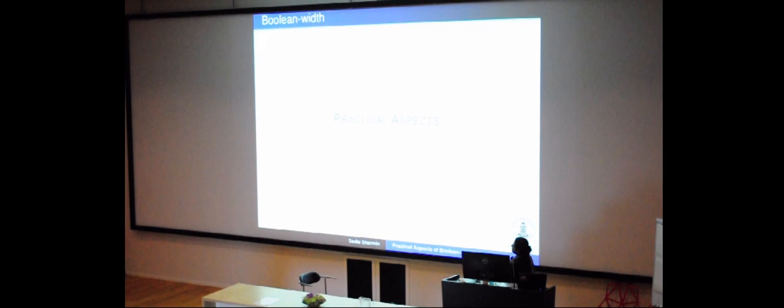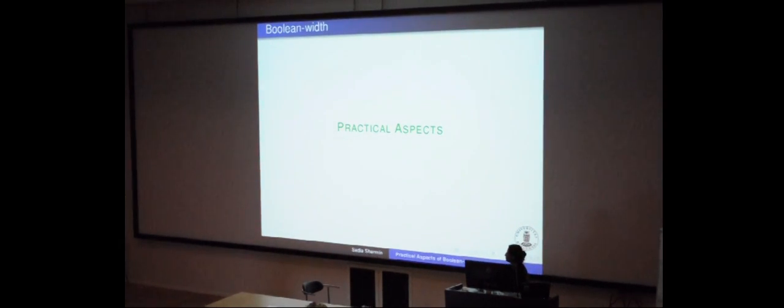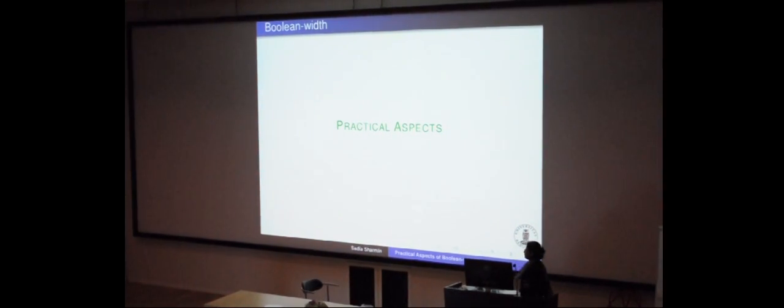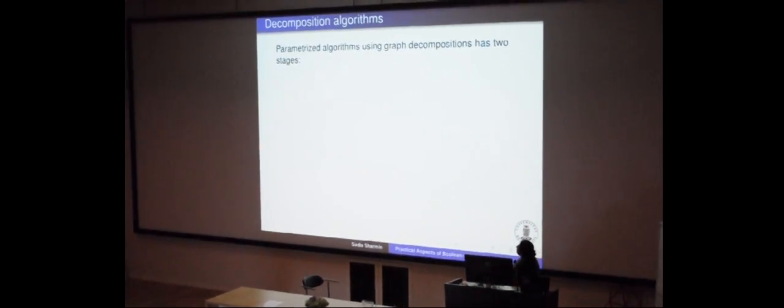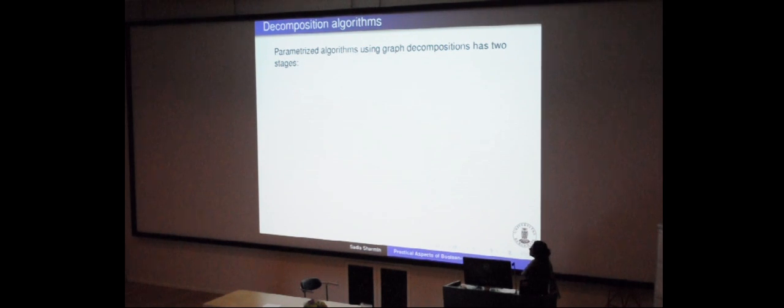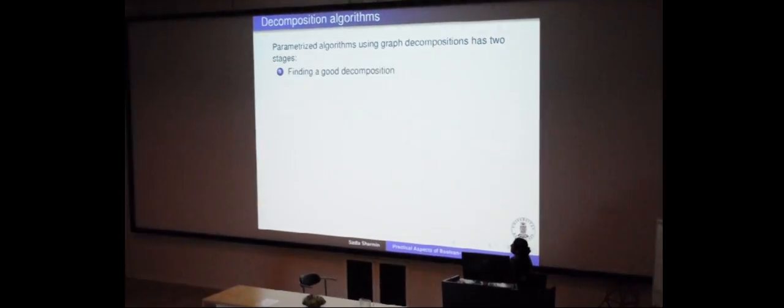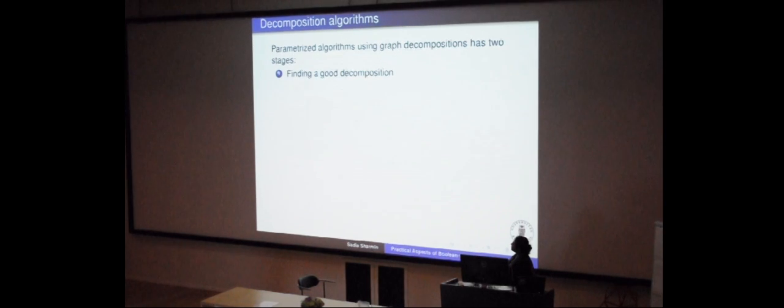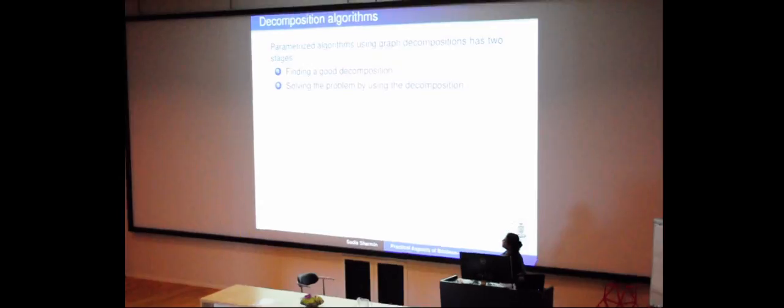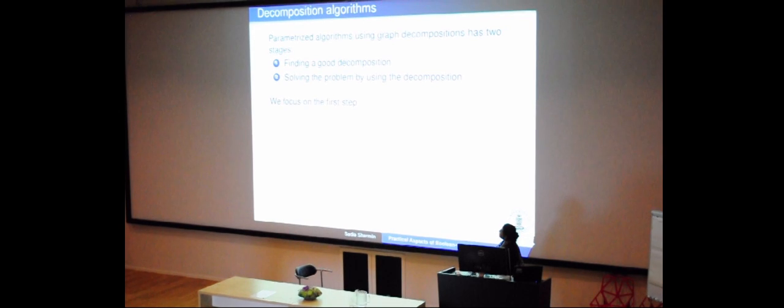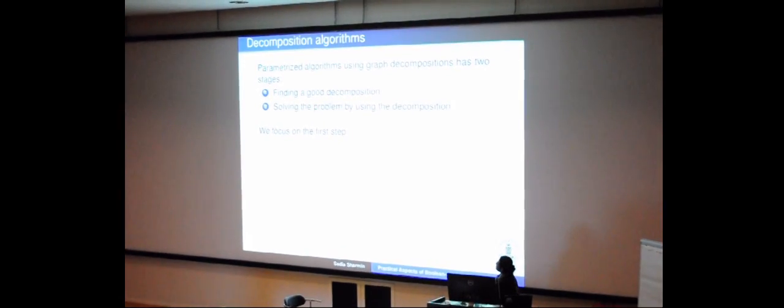So now it's time for the practical aspects and how these things look, or is this approach feasible for applying in practice. So its parameters algorithm using graph decomposition has mainly two stages, like finding a good decomposition and then solving the problem using this decomposition. So we focus on the first step, finding a good decomposition. So what do we mean by good decomposition?